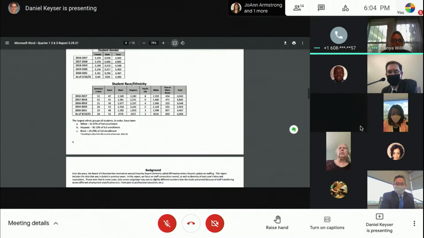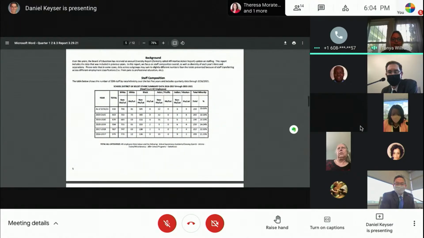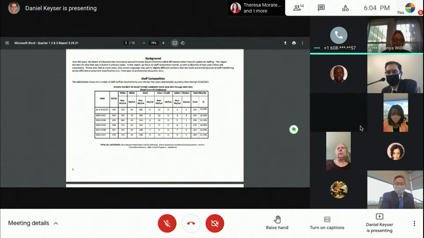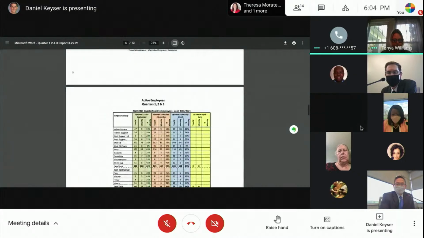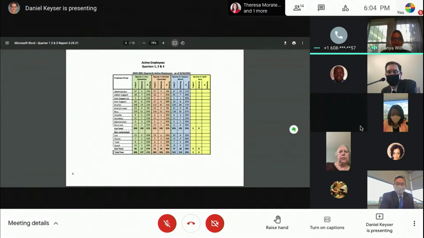And then here we have our staff composition. Currently we have 910 staff members, and with our minority staff, we're at 23%. Last fall, we were at 22.26%. Page 6 is where we're digging into the total number of staff and staff of color that we have in each employee group, and then we have that broken down by quarter.